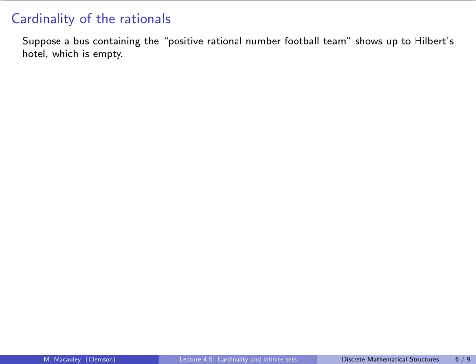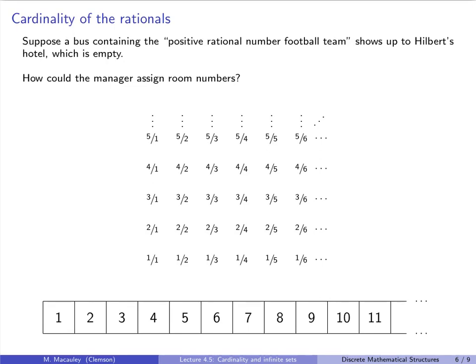Let's start with the cardinality of the rationals. So suppose we have a bus containing, this time I'll clarify, the positive rational number football team. And they show up to Hilbert's hotel, and let's just assume it's empty to make things easier. How could the manager assign room numbers? So here's what he does. He takes out a sheet of paper, of course an infinite sheet of paper, and writes down this grid right here. Now, of course, there's going to be some redundancy. So the person with jersey number 1 is represented as 1 over 1 and as 2 over 2, 3 over 3, 4 over 4, and so forth. But the manager doesn't really care about this.